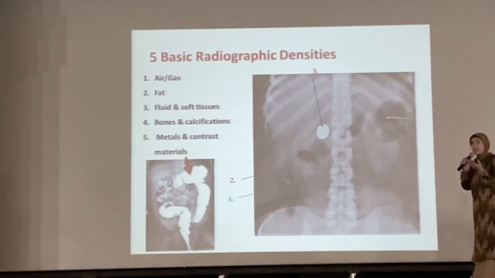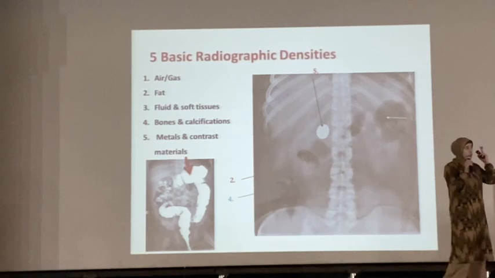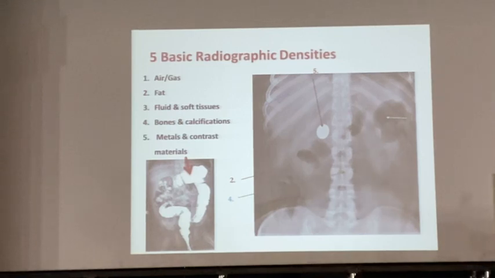X-ray attenuation depends on two things. First, the atomic number of the structure. Second, the energy of the X-ray. If the energy is high, the attenuation is less. If the energy is low, the attenuation is high.